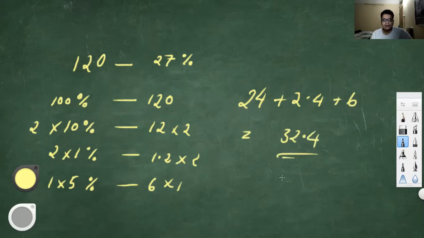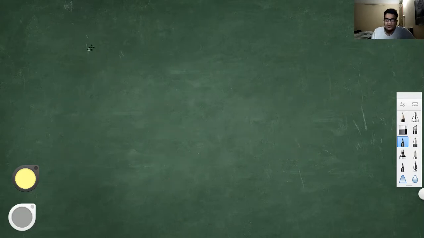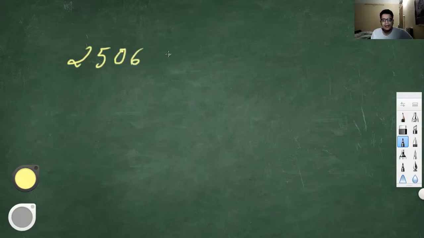So let's try for another number. We'll do it in the same fashion. Let's just delete this all. Let's take 2506, and let's find 32% of this. As soon as you become more and more familiar with the weights concept, it's easier to do in this process. So here we have 2506.